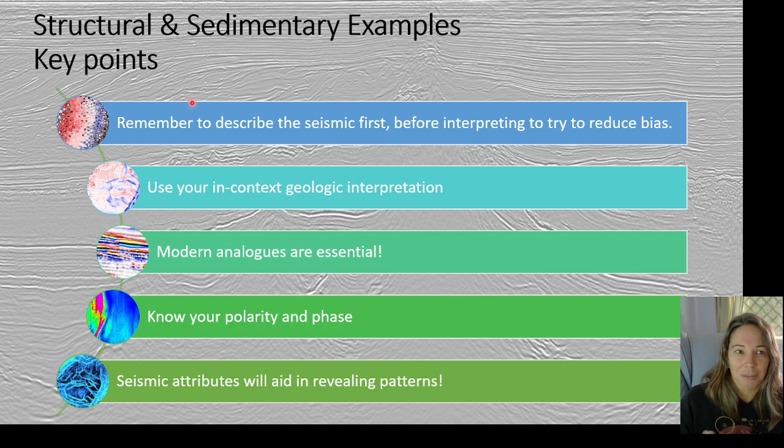And so just to wrap up some of these quick examples, I just want to remind you to always describe the seismic first before you interpret it. You always want to use your in-context geologic interpretation. And so this is using the information you know as a geologist or from the research you've done in that basin or around that basin of what you might expect. Having those modern analogs are really essential. And of course, knowing your polarity and phase and the effects of the frequencies you're using. And I've talked a little bit about coherence, but I'll be talking more in the next module about how seismic attributes are really going to enhance the patterns that we're able to see.